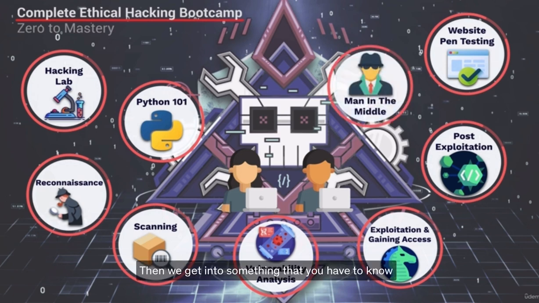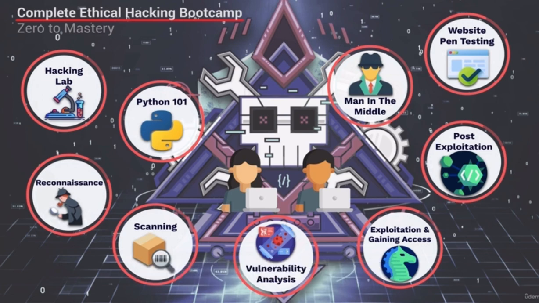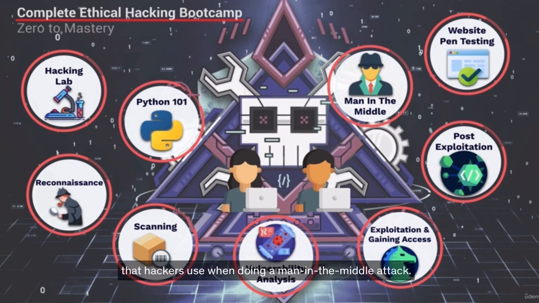Then we get into something that you have to know as an ethical hacker. It's the man-in-the-middle attack. This is an attack that is used inside a network, and this allows us to sniff any unencrypted data and see it in plain text. So we could use this technique to see passwords for some websites. And we're going to cover some of the main tools that hackers use when doing a man-in-the-middle attack.